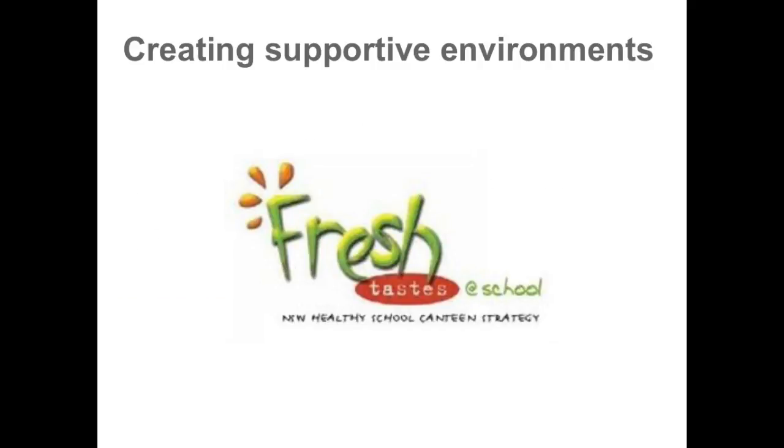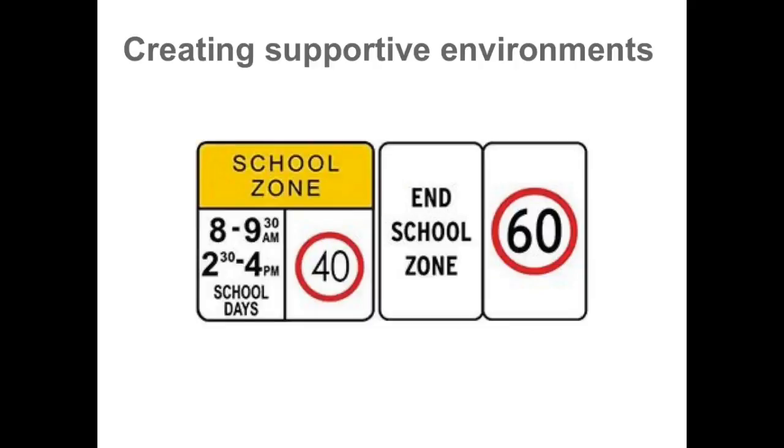So healthy canteens provide supportive environments because young people have a choice, and when they're presented with a healthy choice at a school canteen, that is a supportive environment for them in terms of their food habits. We also have the various speed zones on the road that create a supportive environment for drivers. When they see the speed signs, they tend to slow down, and this is a supportive environment that encourages safe decision making.